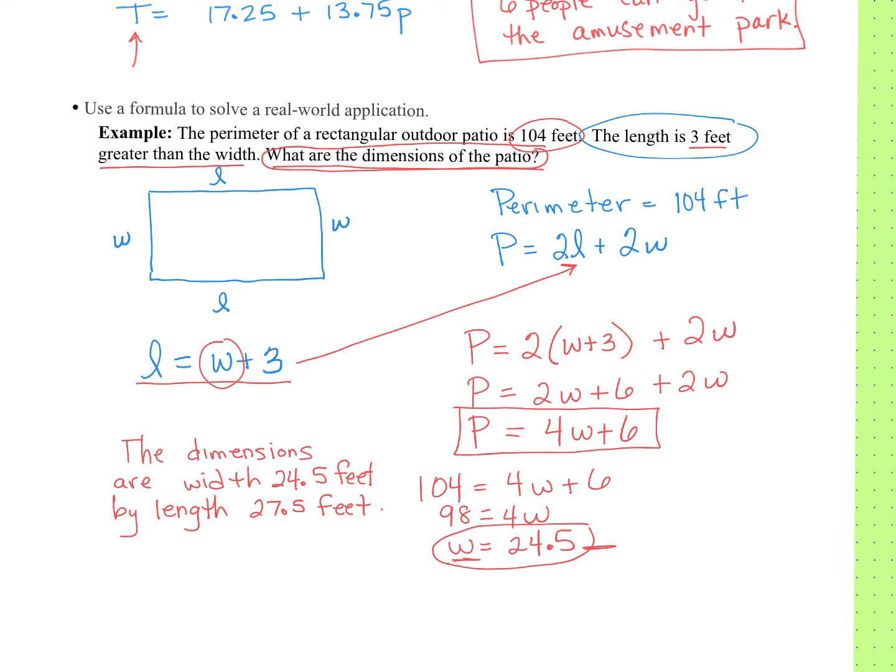If I had just left it as 24.5, I would be missing two things. One, the length, and two, any kind of units that we needed to have. So make sure that you're answering your application problems using a sentence and including all of your units.